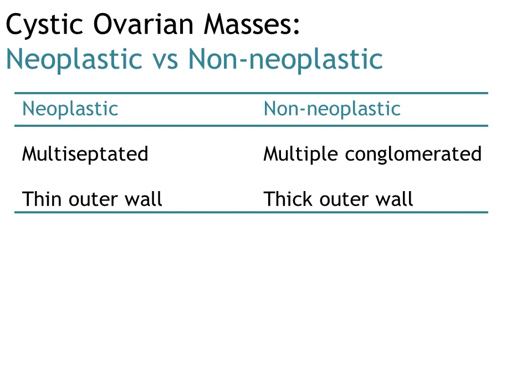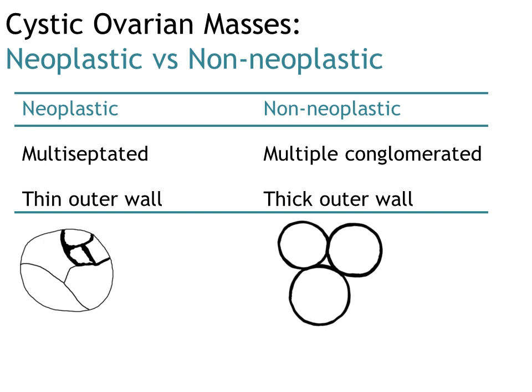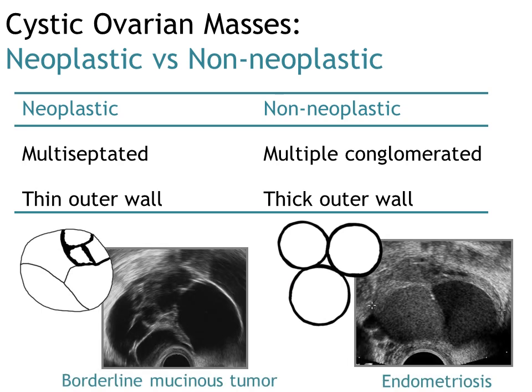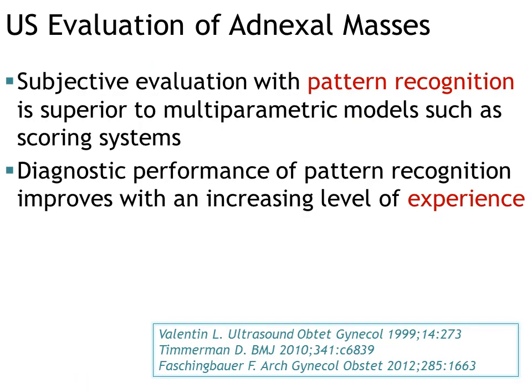If we explain the difference of these findings with these schema, probably it will be much easier to understand and easier to memorize. This is a case of borderline mucinous tumor having this neoplastic pattern, and this is a case of endometriosis having this non-neoplastic pattern. These articles reported that subjective evaluation with pattern recognition is superior to multiparametric models such as scoring system, and diagnostic performance of pattern recognition improves with the increasing level of experience.